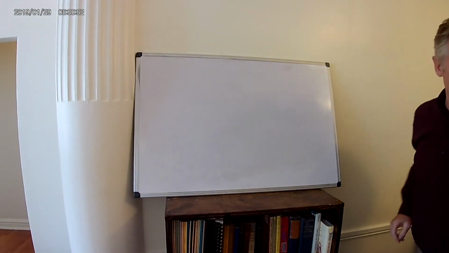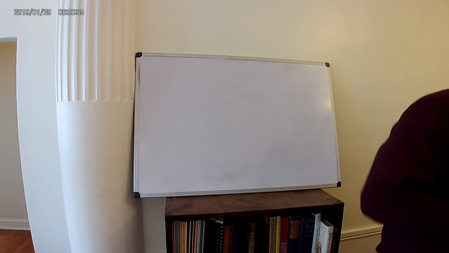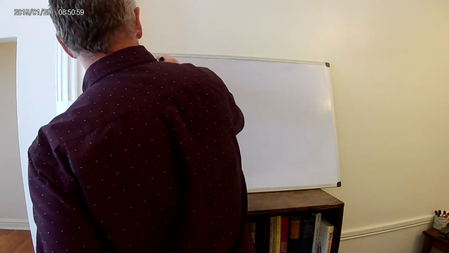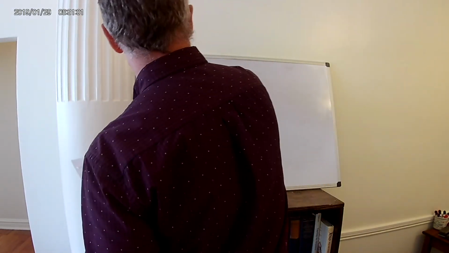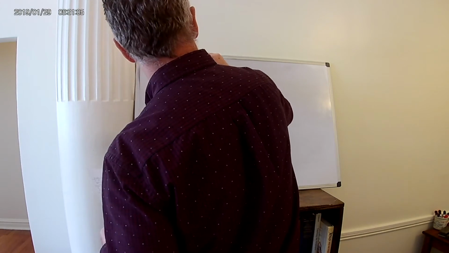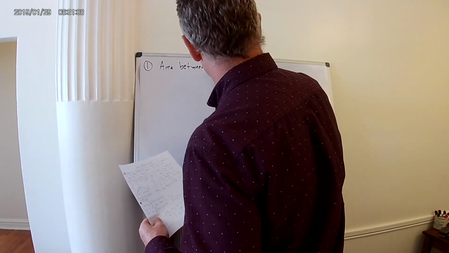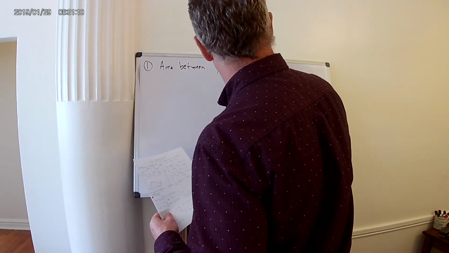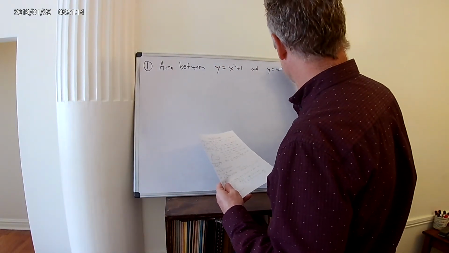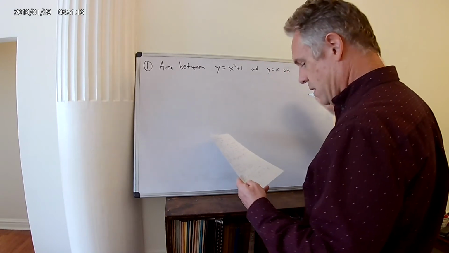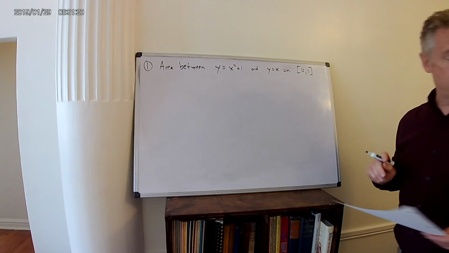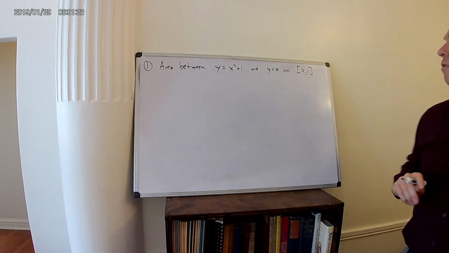Example 1 is the following problem. We're interested in finding the area between these two curves, y equals x squared plus 1 and y equals x, on the interval of 0 to 1.